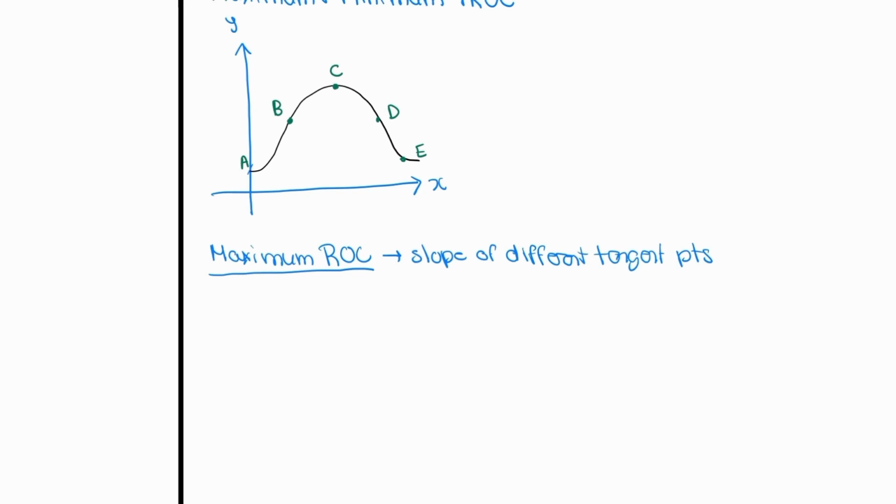Now, a few things that you might notice as we move along this graph in this direction, we are going from a minimum value at the very bottom at A, minimum value, up to our maximum value at C.